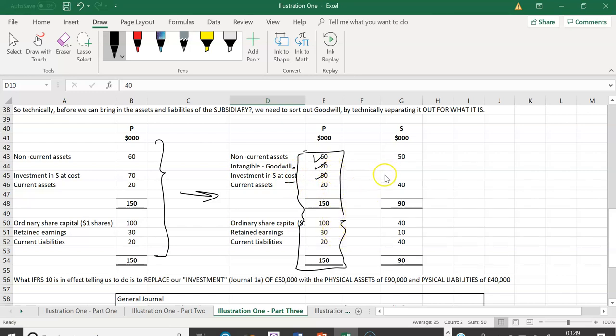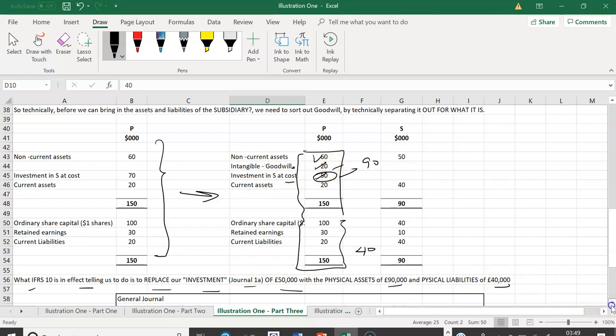Now we can do this sort of fancy consolidation where we replace this 50 with the 90 and the 40. So what IFRS is in effect telling us to do is to replace our investment, journal 1A of 50, with the physical assets of 90 and 40. I can do that now. That makes sense naturally, right? Because I've separated out the intangible goodwill.